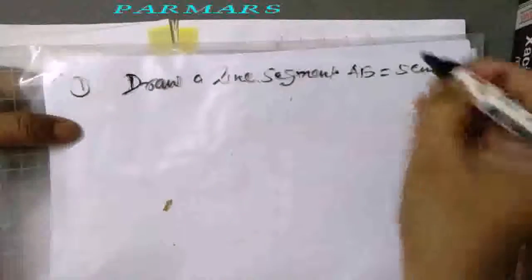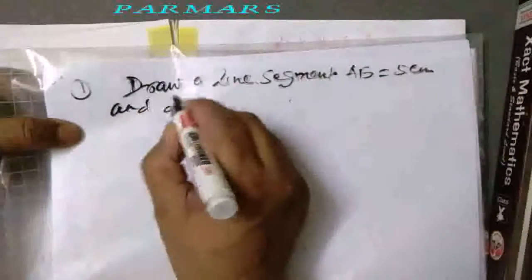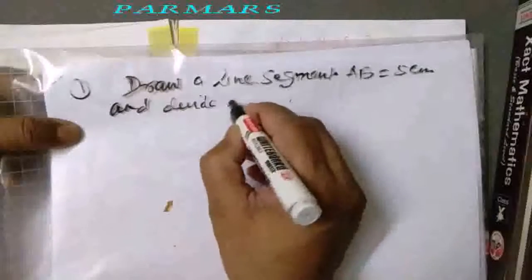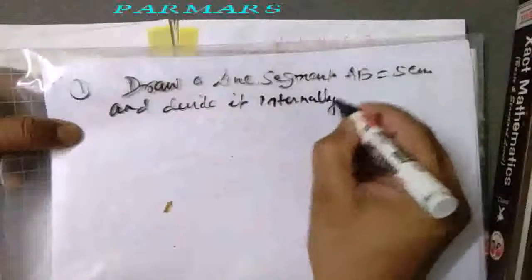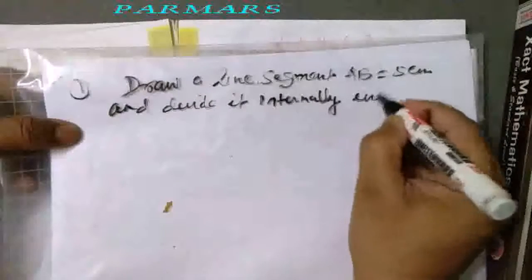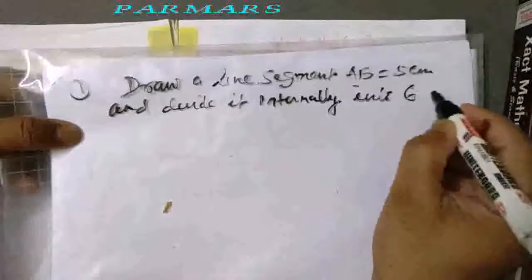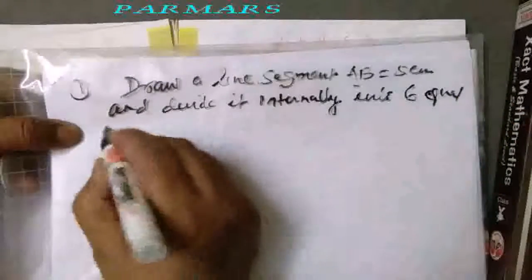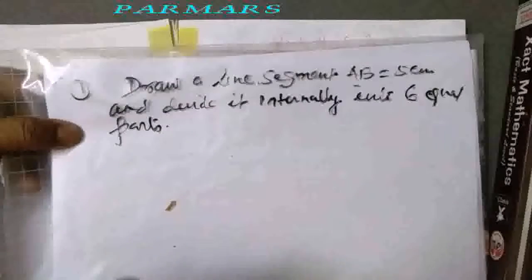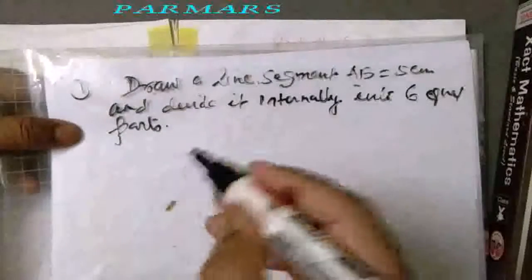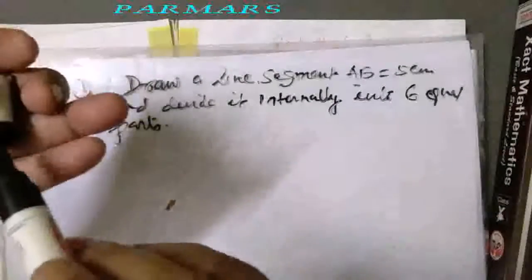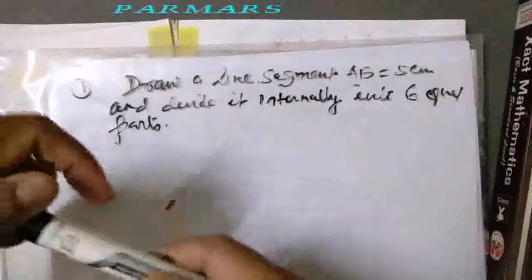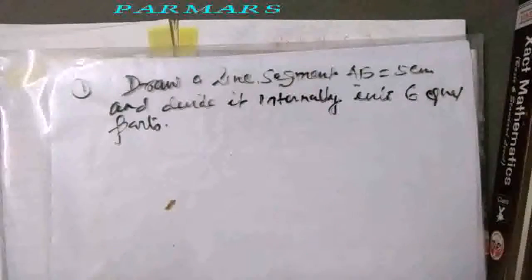And divide it internally. Your syllabus is internal division into, it's quite long, 6 equal parts. This is the very first question of worksheet 3. What is the chapter? Parallel lines. The chapter is parallel lines. So now you just try to observe how I am going to construct this one.